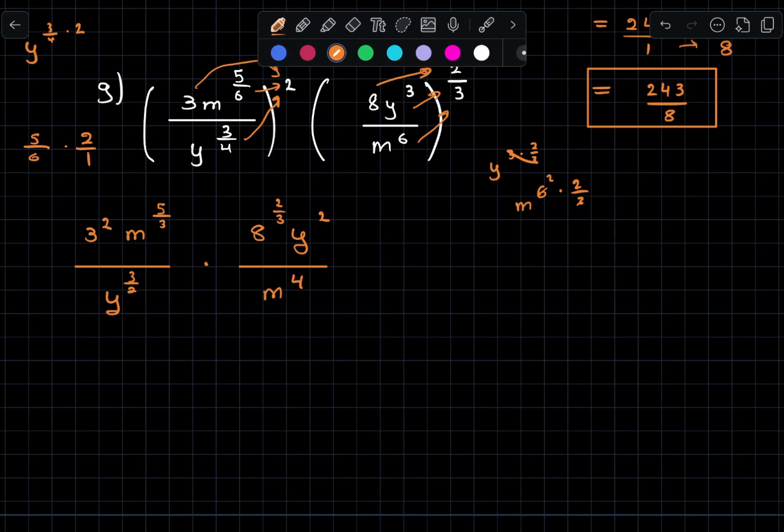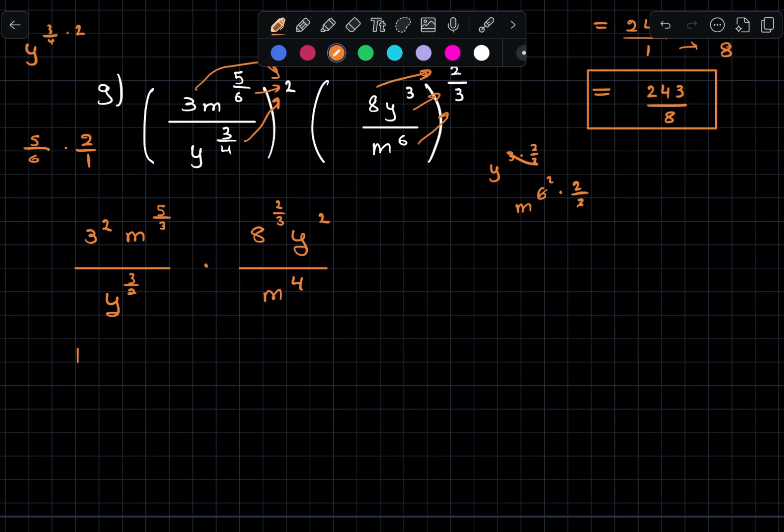What's next? Well, 3 squared is going to be 9. We've got m to the 5/3, and all of that's divided by y to the 3/2. Then I've got 8 to the 2/3, which, cube root of 8 is 2. 2 squared is 4. And then I've got y squared, and I've got this m to the 4th here.